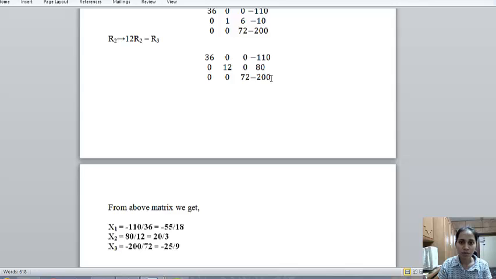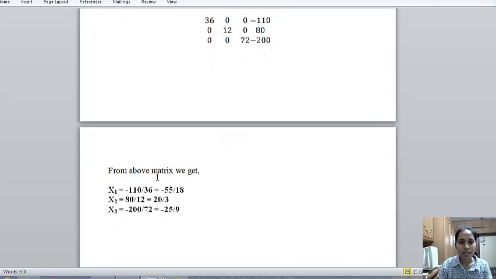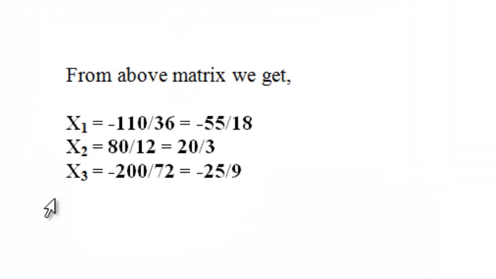Then simply by substituting these values in the equations, we get x1 = -110/36, x2 = 80/12, and x3 = -200/72. And this would be the solution for the question.